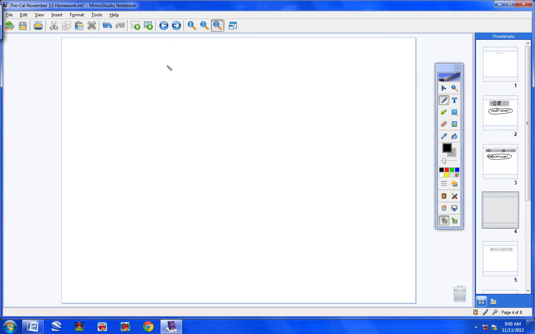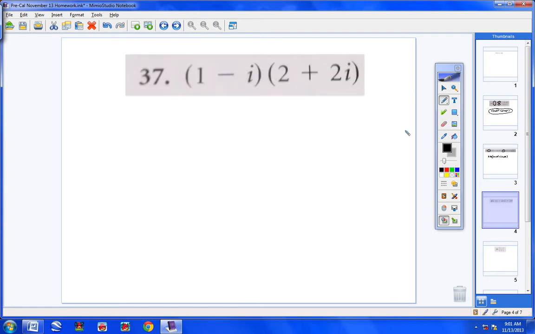Okay, let's take a look now at, it's not working here. Hold on one second. Numbers 37 through 43 odd, and the directions say convert first to trig notation and then multiply or divide.